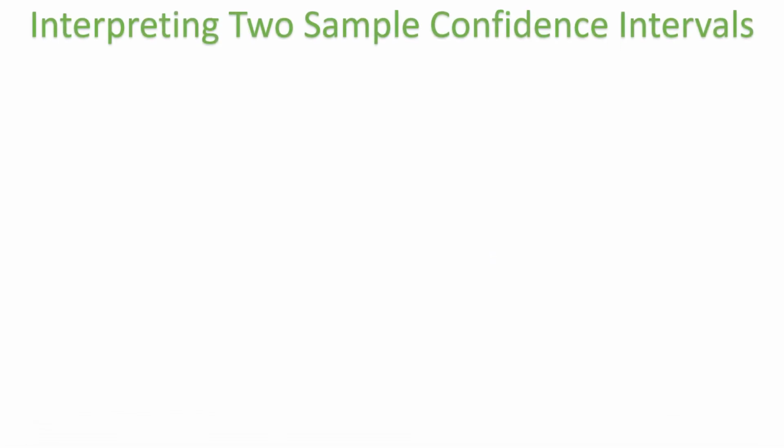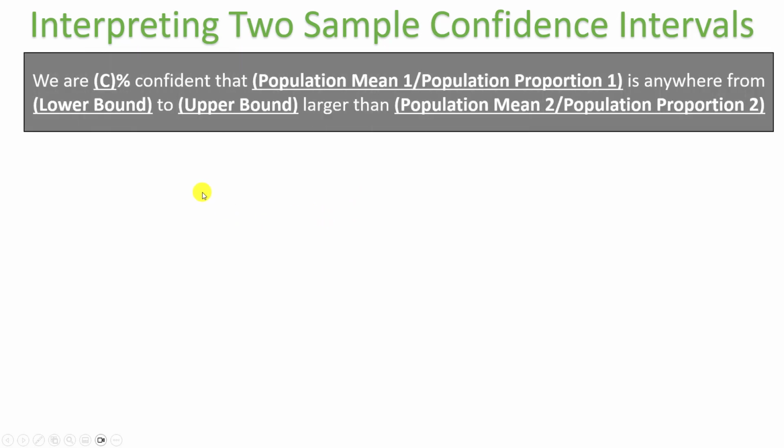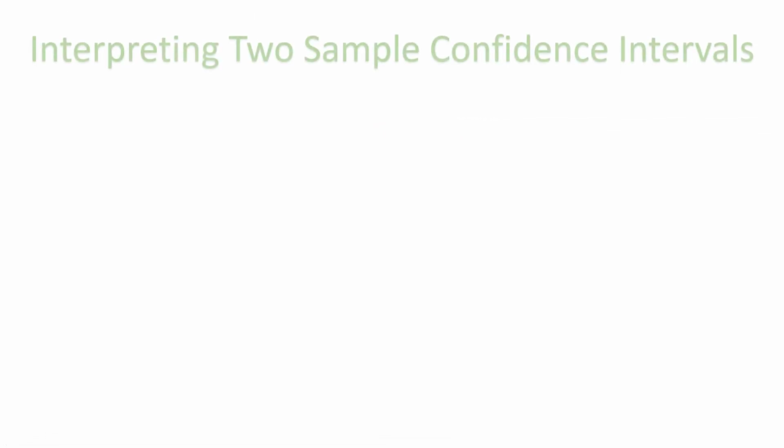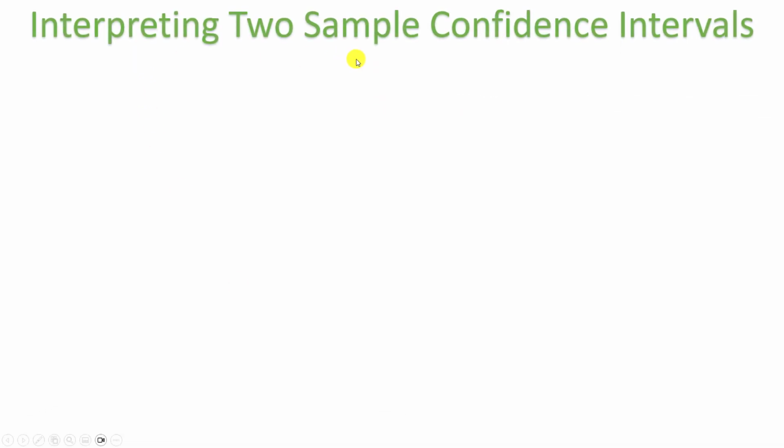Now, to interpret two sample confidence intervals, I use a slightly different template than I used for the one sample case. Here's the template that I use. I say that we are C% confident that the first population mean, or first population proportion, if you're dealing with proportions, is anywhere from your lower bound to your upper bound larger than your second population mean or second population proportion. Once you have constructed your confidence interval, you will need to interpret your confidence interval, which really just means explain what the confidence interval means in the context of your question.